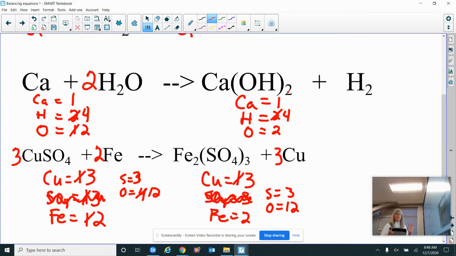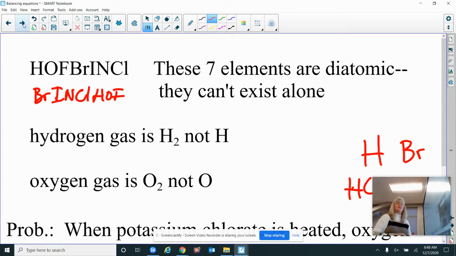It's just a little easier. If the polyatomic ion didn't split up, you can leave it together on both sides. But either way is fine. You can take the individual elements also, okay? A couple other little things.